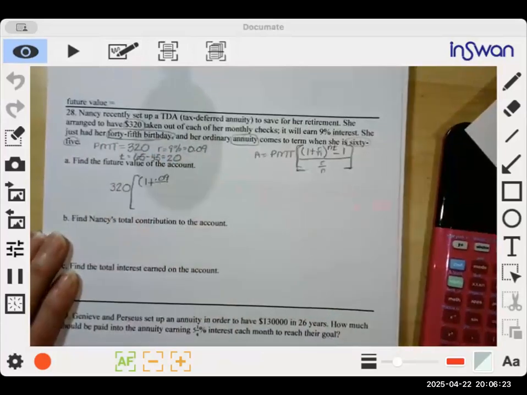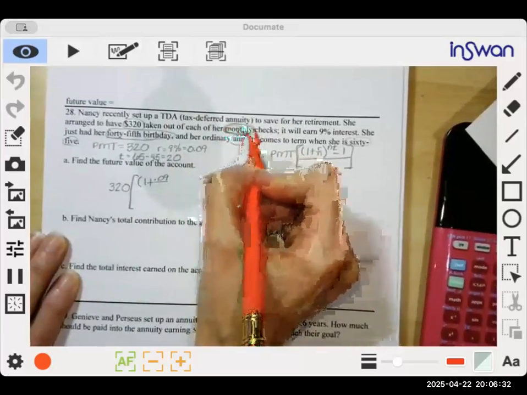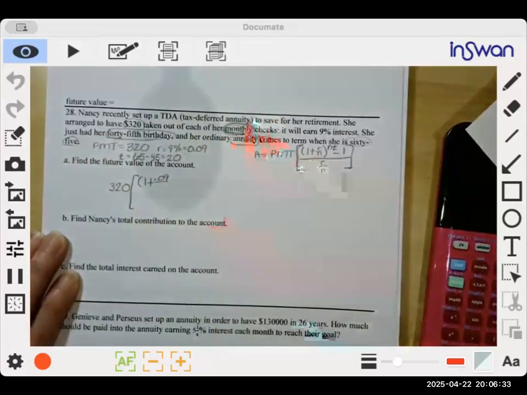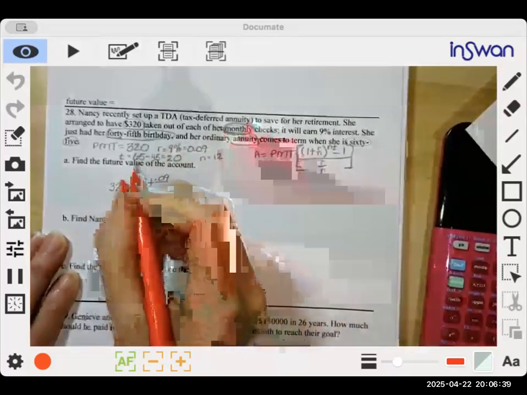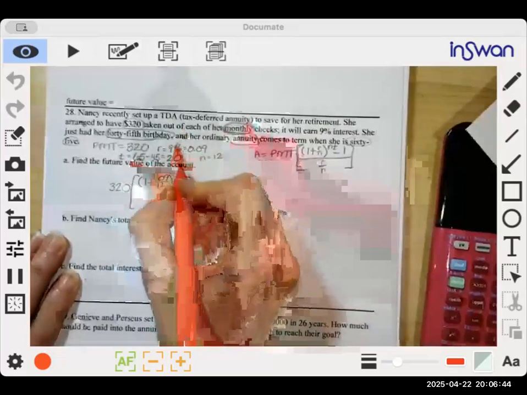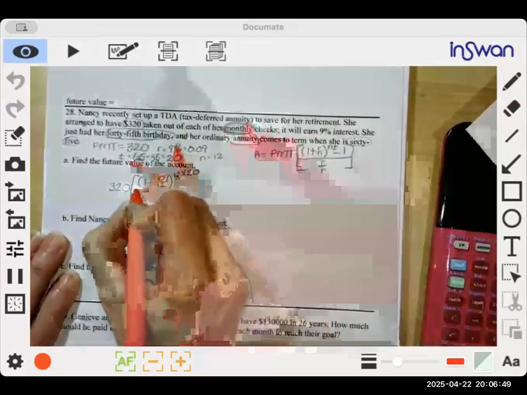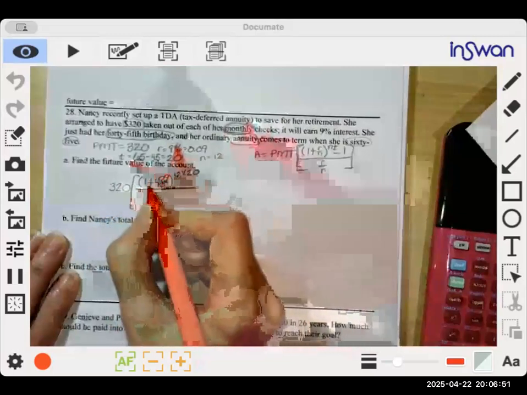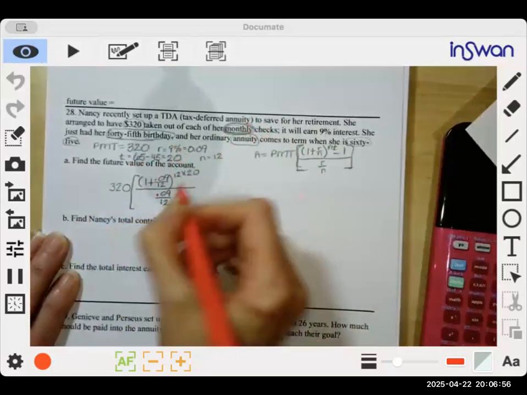How do I know what my N is on this one? She's making monthly deposits of 320. She's doing monthly payments. That's what our N is. So 0.09 over 12, raise that to the 12 times 20. All of that goes over 0.09 over 12.